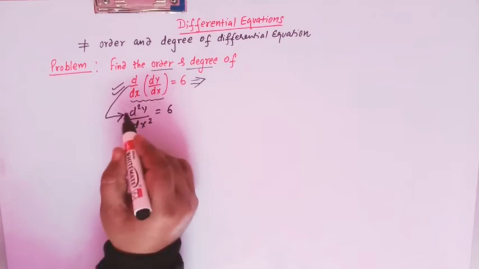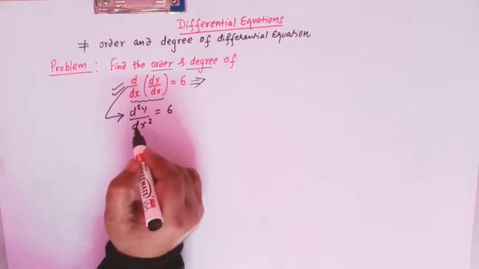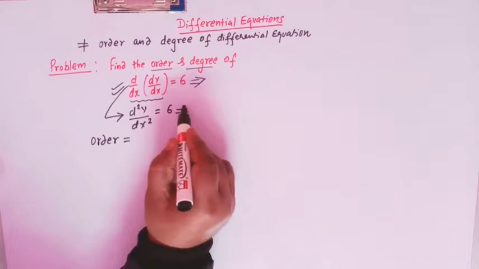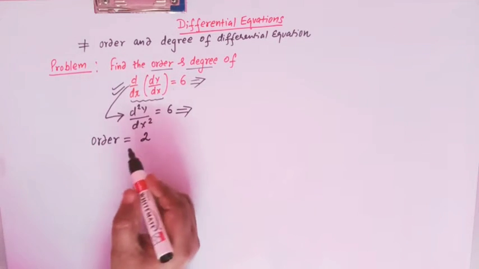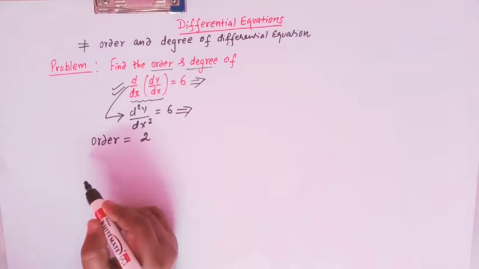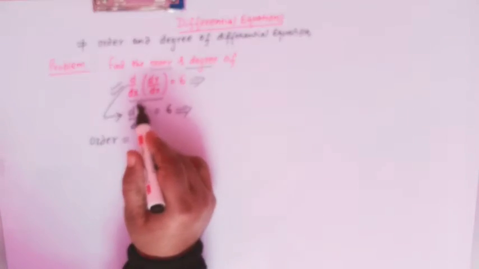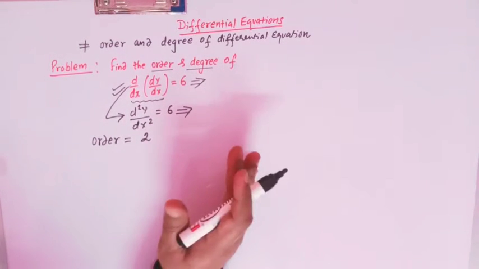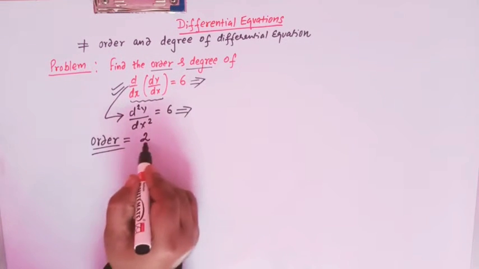Okay, so now we see that this differential equation has a second derivative, right? So the order of this differential equation is 2. Why? Because we know the definition of order of a differential equation. The order of the highest order derivative involved in a differential equation is called its order, right? So the highest order derivative is here 2, so the order is 2.